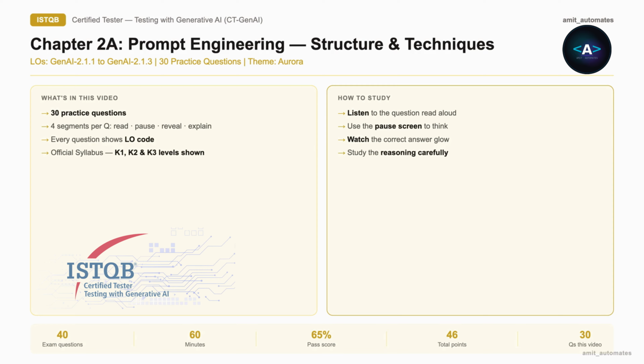In this video, Chapter 2A, Prompt Engineering, Structure and Techniques. You will practice 30 questions, each with 4 segments. The question is read aloud, then a pause screen gives you time to choose, then the correct answer is revealed, then a full explanation follows. Every question shows its learning objective code and K level. This content is based on the official ISTQB CT-GenAI syllabus. Let's begin.